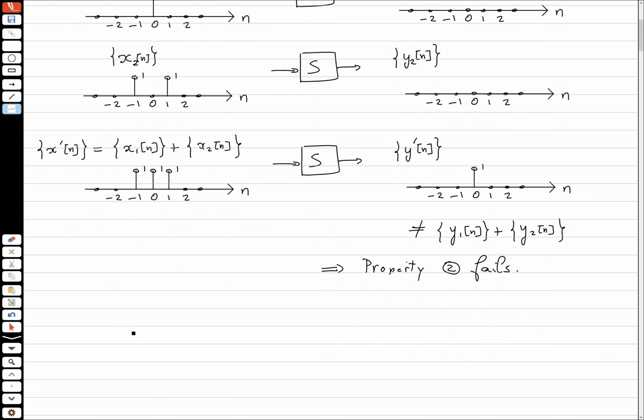All right, so to finish, I'm going to give you an equivalent way to test linearity. Single criterion of linearity.